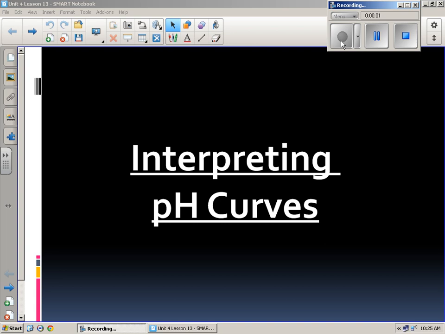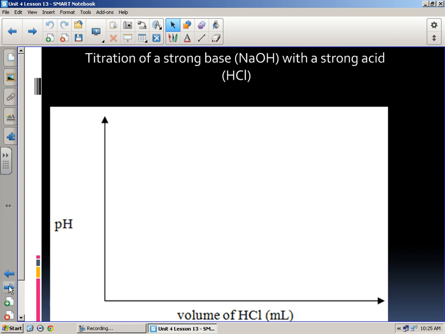Handy, of course, because we will refer to those a few times here, but interpreting pH curves is what we're going to look at today here. If you take a strong base, for example, sodium hydroxide and hydrochloric acid, what does the graph look like?